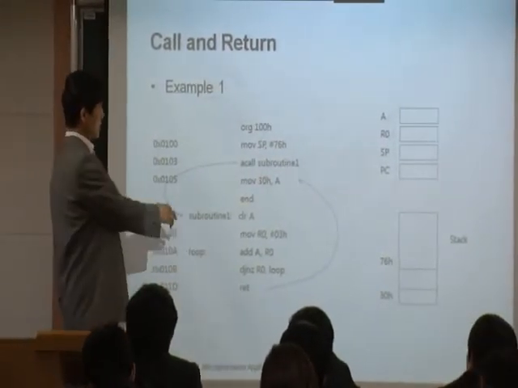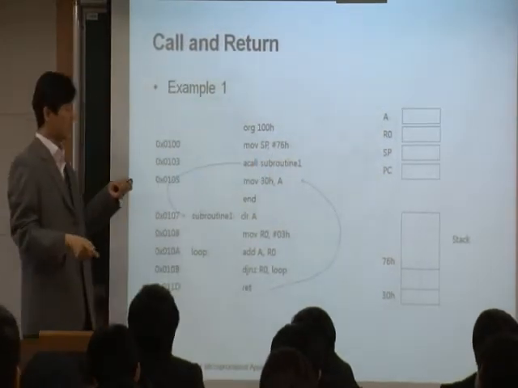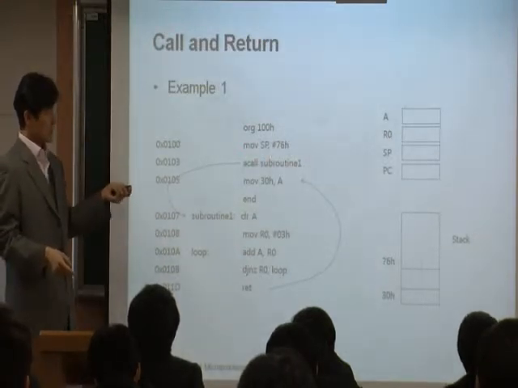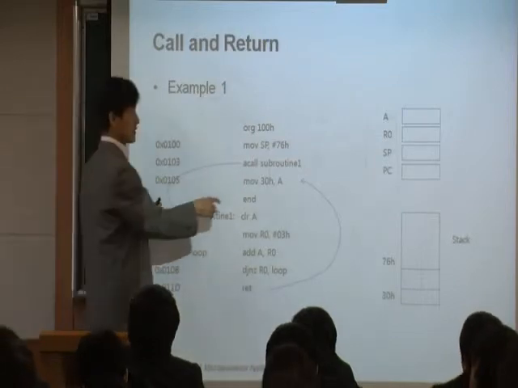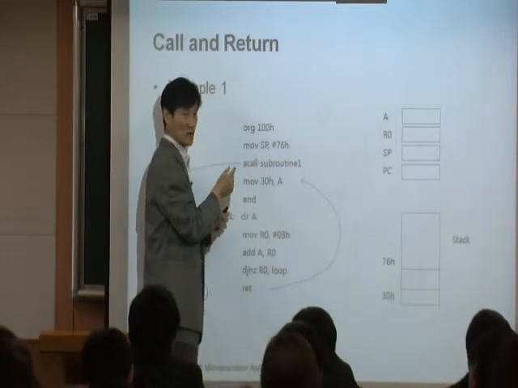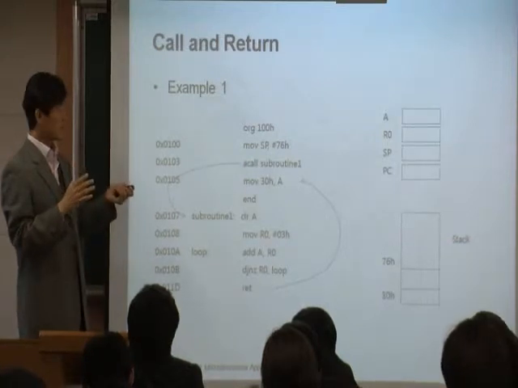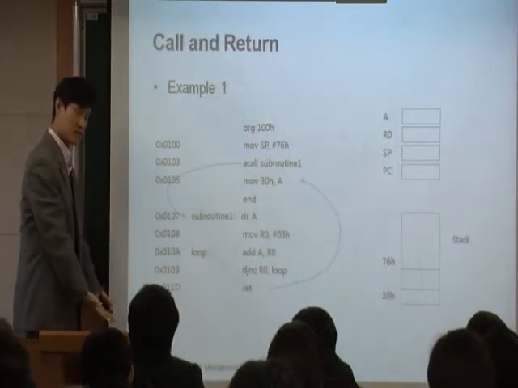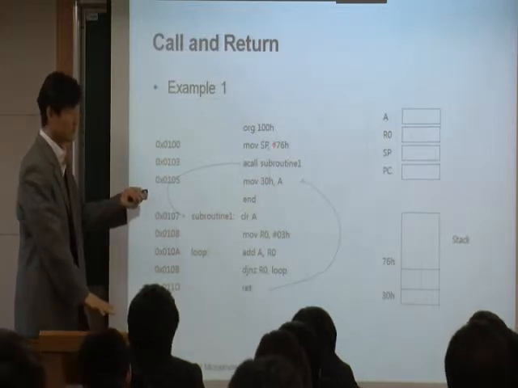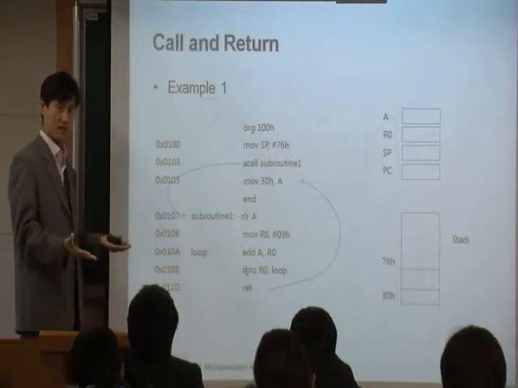Example here. 100H. Let's look at the first line. What is this one? I'm basically saying that I copy the 76H into the stack pointer. Once I do this, what this means is that I have a box called the stack, and the bottom of my stack is this value. So 76 is my base address of my stack.